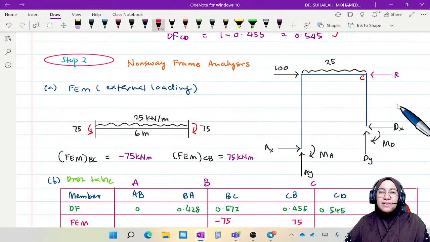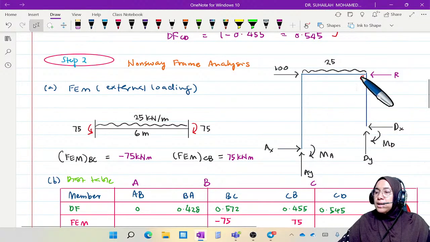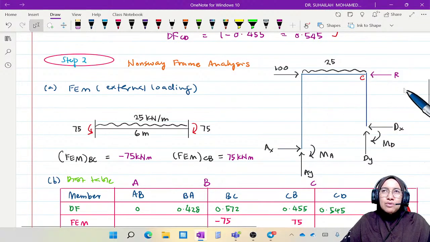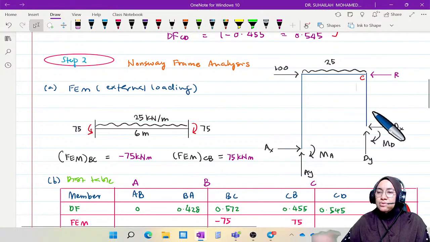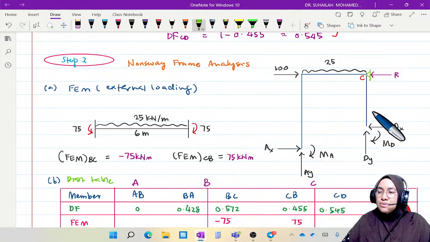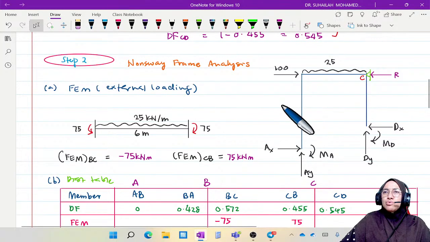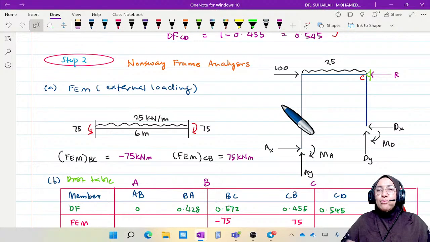In the negative direction. It is actually due to the artificial support at C. So based on this, we will continue to calculate the moment. But before that, we have to start with FEM.